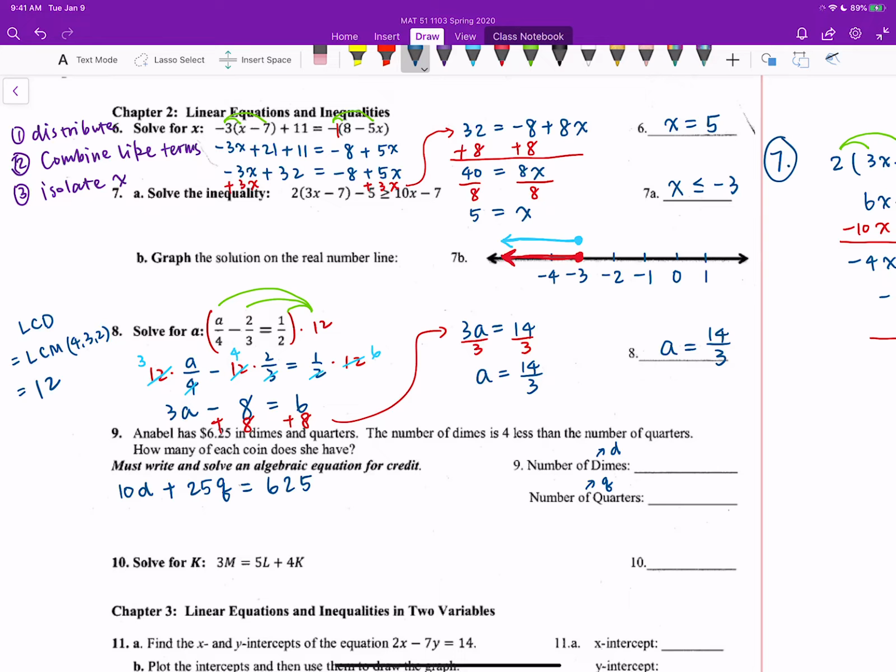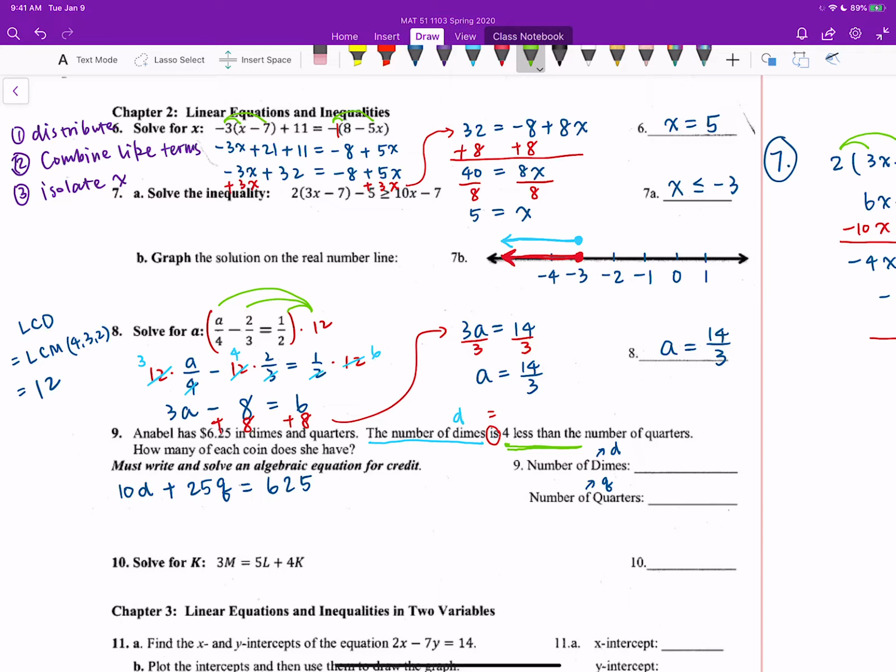So it's very similar to number 5 on this exam where you have to translate. The number of dimes is 4 less than the number of quarters. So let's analyze each part. The number of dimes, we already have a variable for that, which is D. And then you have "is," that is the equal sign. And then you have "4 less than."